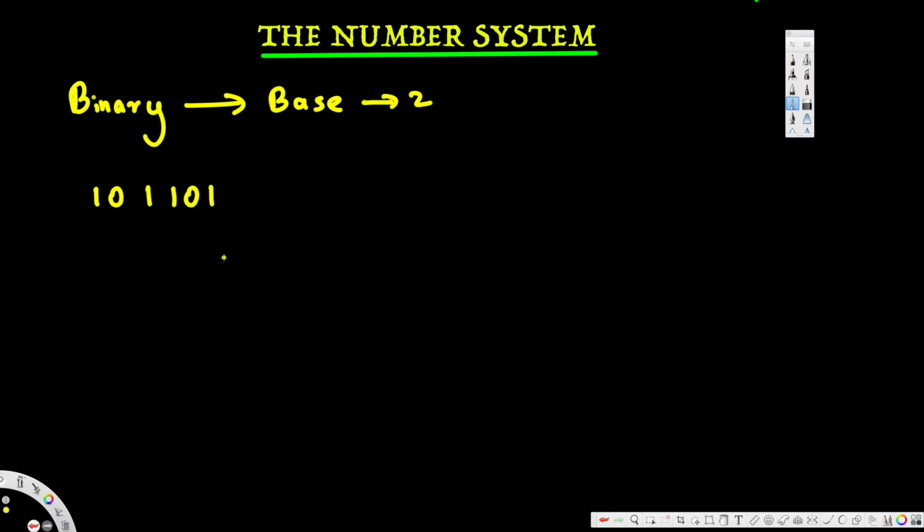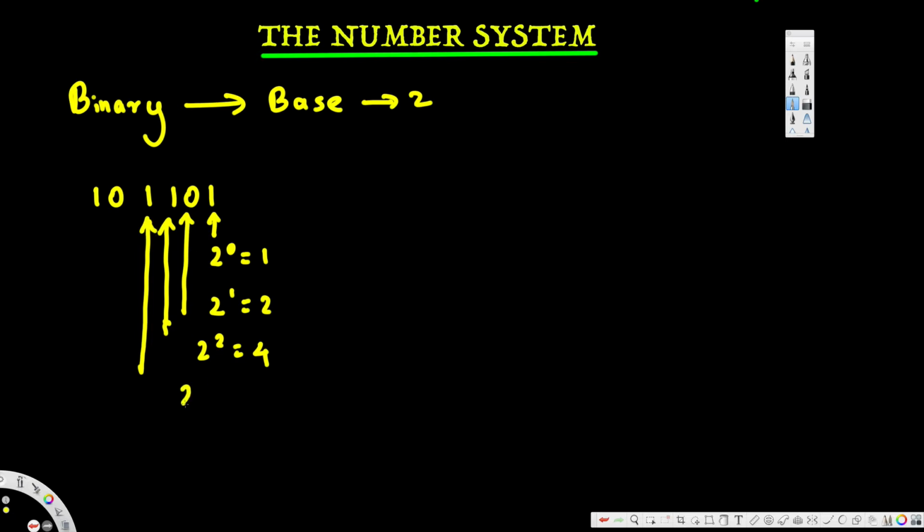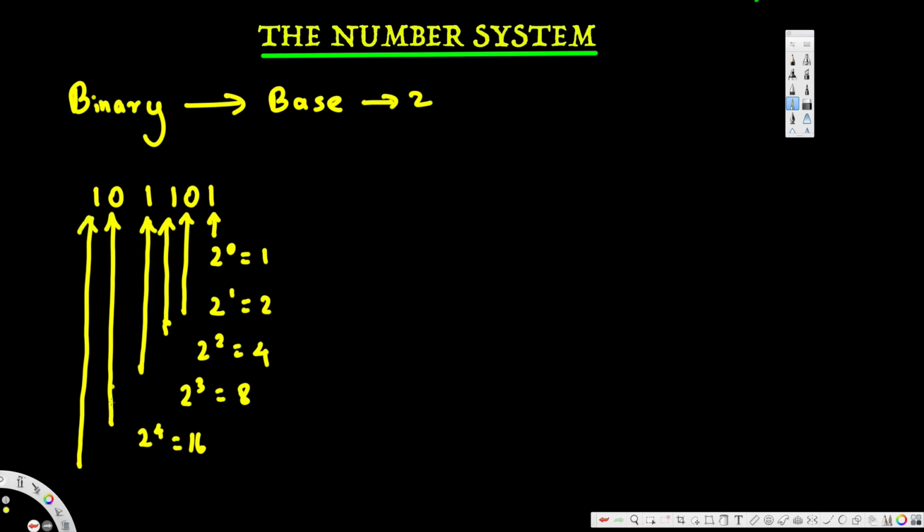101101. Now if we want to find this in decimal, let's see how we can do it. Similar to the decimal one, this place represents 2 power 0, that's equal to 1, and this one represents 2 power 1, that's equal to 2, and this one 2 power 2, that is equal to 4, and this one 2 power 3, that is equal to 8, and this one 2 power 4, that is equal to 16, and this one 2 power 5, that is equal to 32.